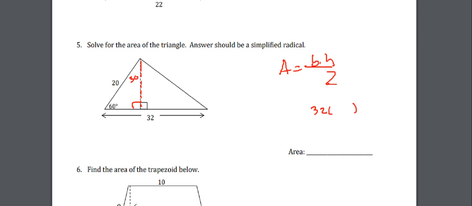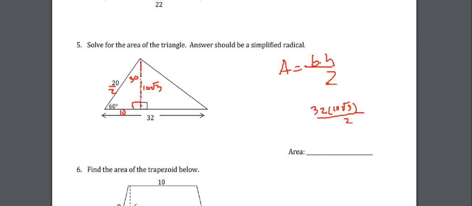So again, I want to figure out what this is. This is a special right triangle. To go from a 90 to a 30, you need to divide by 2. So this side is 10. And to go from a 30 to the 60-degree side, you have to multiply by rad 3. So the height is 10 rad 3.